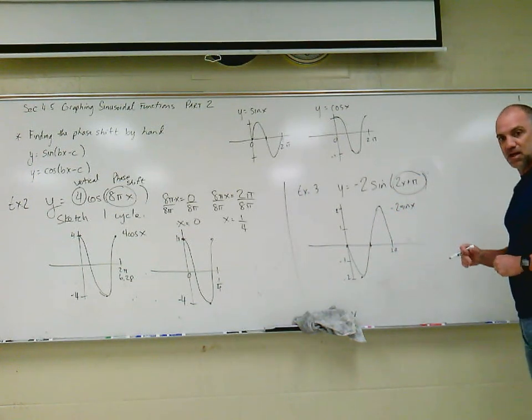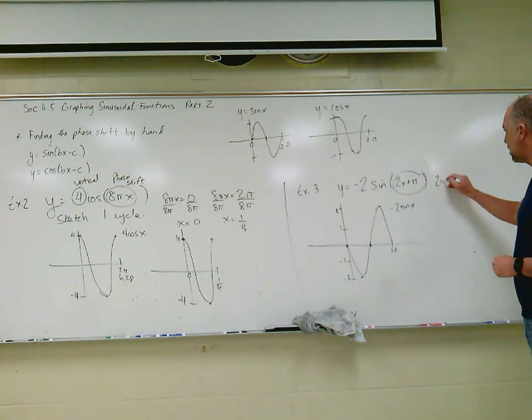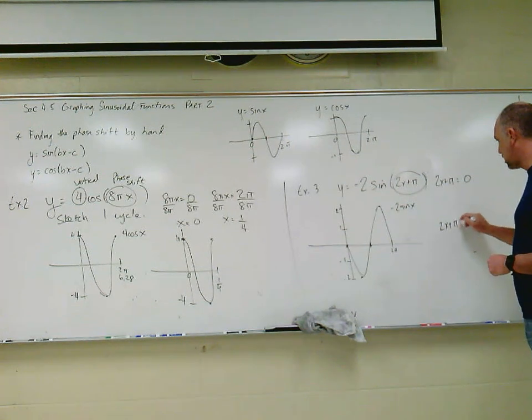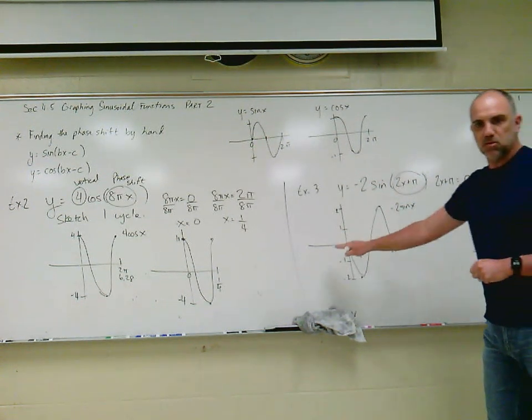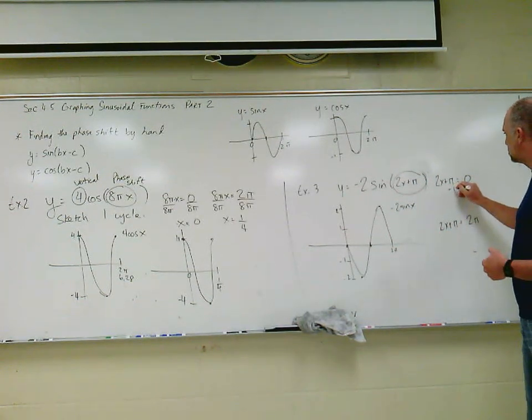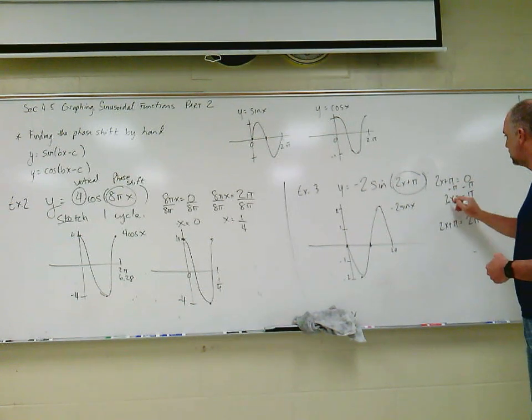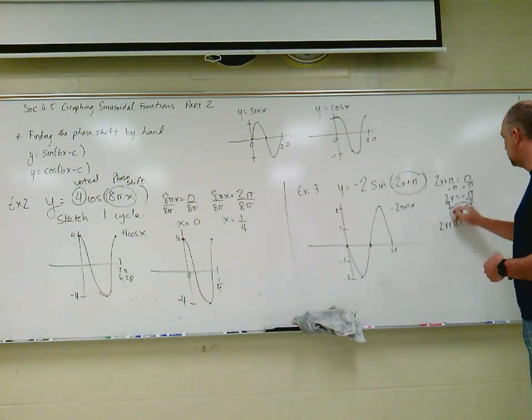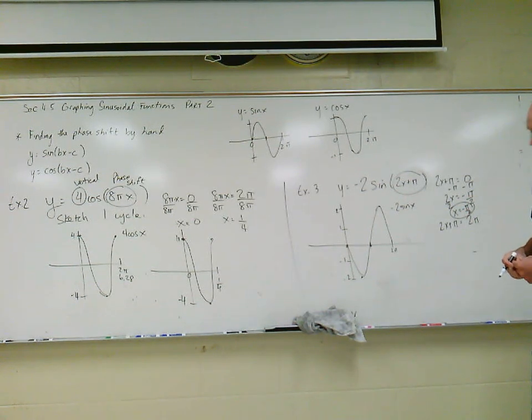We take the inside, the 2x plus pi, and we set it equal to 0, and we take 2x plus pi, and we set it equal to 2 pi. Why 0 and 2 pi? Because that was our original start and end. And once I solve for x, so subtract pi, 2x is negative pi, divide by 2, x is negative pi over 2. That's going to be the new start, okay? 0 was the old start, negative pi over 2 is the new start.